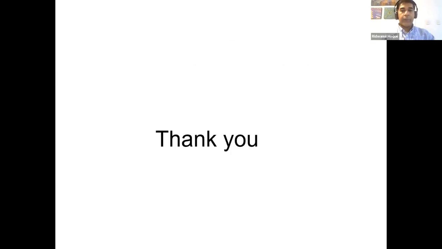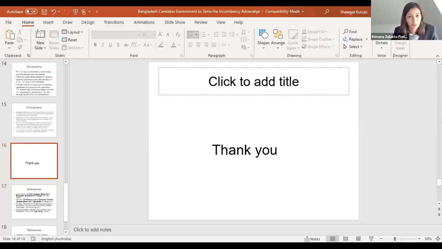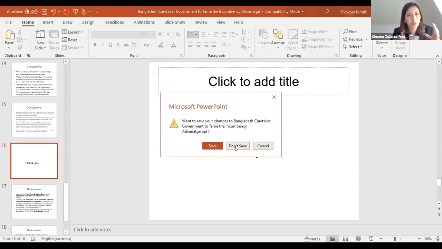Thank you so much, Professor Hoque, for a particularly interesting presentation, especially as you refer to the political circumstances that led to both the introduction and the abolition of the caretaker government. I wonder also about the prospects for reintroduction of this caretaker government policy, which will be really interesting to discuss later on.